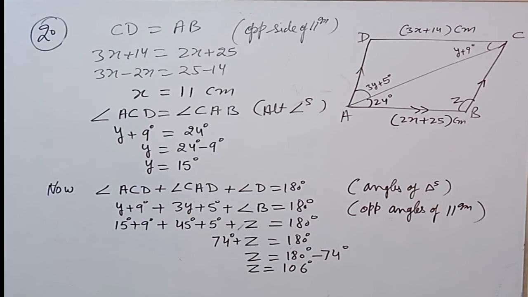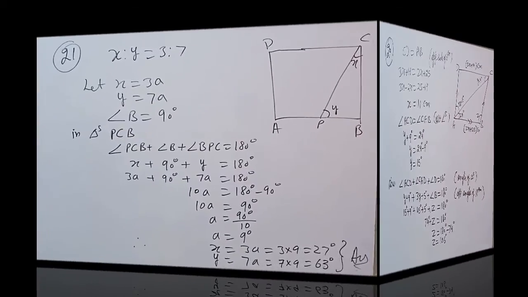Now put the value of y, that is 15 degree. So 15 degree plus 9, plus in place of 3y we get 45, as y equal to 15, 15 times 3 is 45. So 45 plus 5 degree plus z, in place of B we will write z because angle B equal to z, equal to 180 degree. Just add it, 15 plus 9 plus 45 plus 5, that is 74, plus z equal to 180 degree, or z equal to 180 minus 74, that is 106 degree. So z we got 106, y equal to 15 degree and x equal to 11. So in that manner you can get the unknown values.